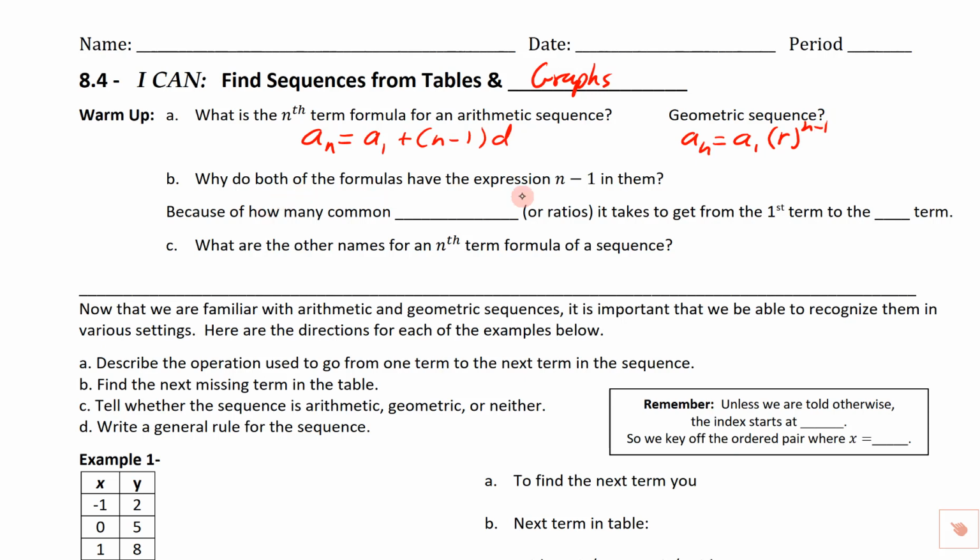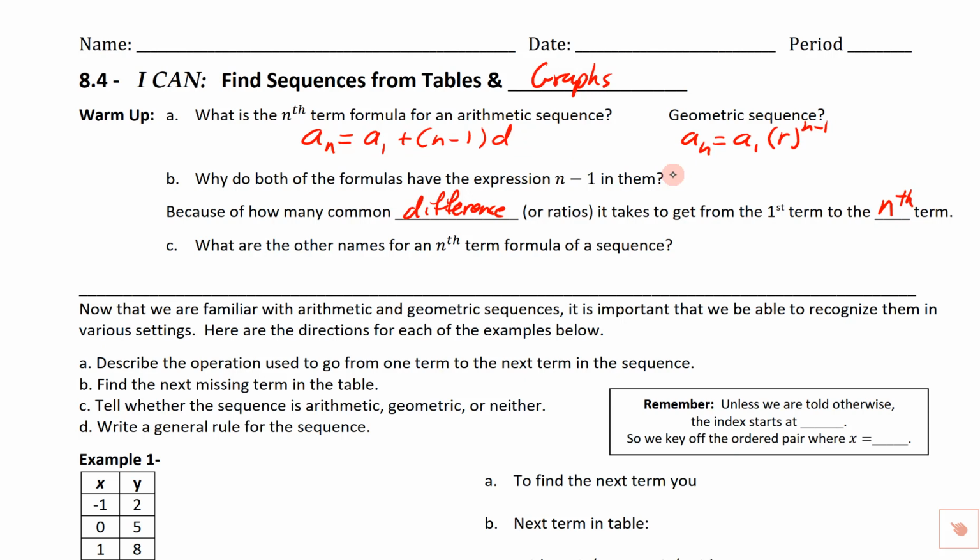And why do both of these formulas have the expression n minus 1 in them? Well, it's because of how many common differences or common ratios it takes to get from the first term to the nth term. And you remember in section 8.1 and 8.2 when we introduced arithmetic and geometric sequences, we talked about how many common differences or common ratios it takes to get from the first one to the nth one. And that's really where these formulas came from.